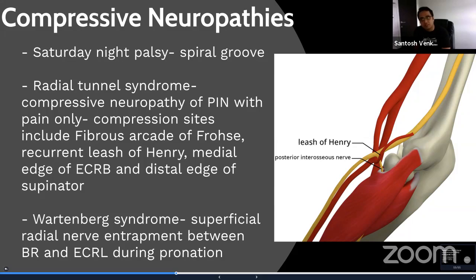Wartenberg syndrome is a different entity. It's a superficial radial nerve entrapment between the brachioradialis and ECRL during pronation.